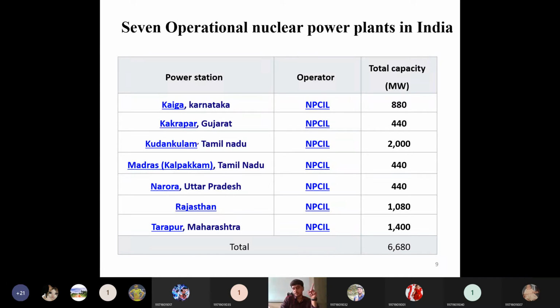And Narora, which is in Uttar Pradesh. Okay, Narora nuclear power station, which is in Uttar Pradesh, is also operated by Nuclear Power Corporation of India Limited, NPCIL, with an installed capacity of 440 megawatts.